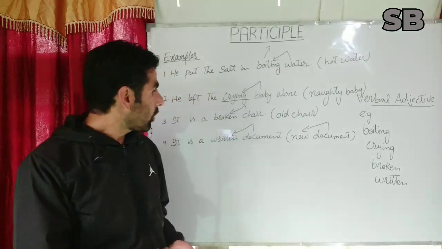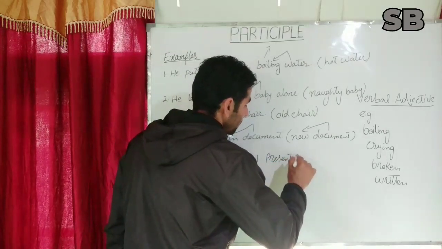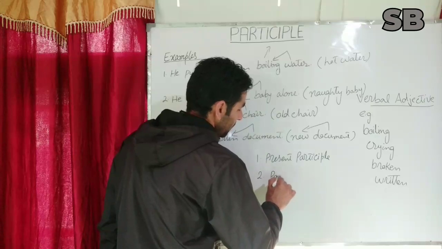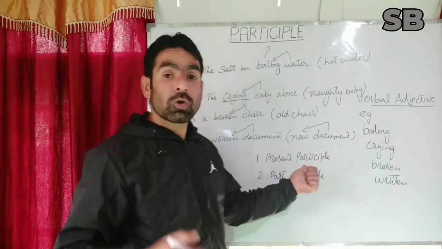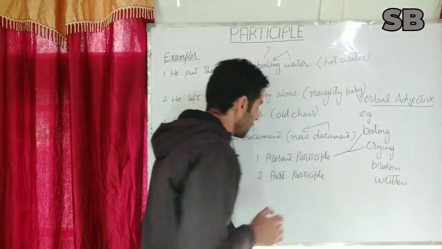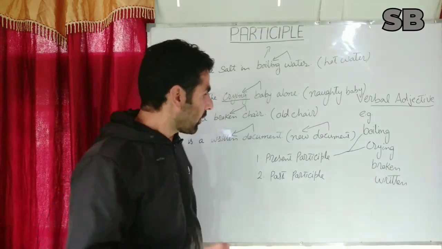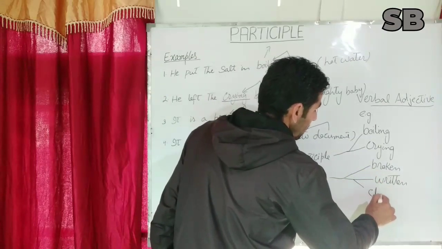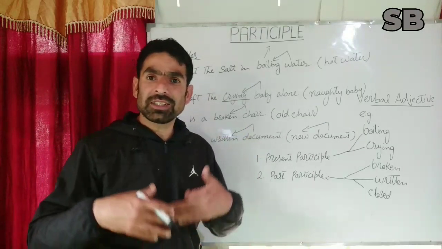Now students, we have two types of participles. First, present participle. And the second one is past participle. Present participles are those participles which end with ing. For example, we have boiling and crying. Past participles are those participles which end with ed, en, t. For example, we have broken, written, or we can also write closed. These are the examples of past participles, and we use them in the same way as an adjective in a sentence.